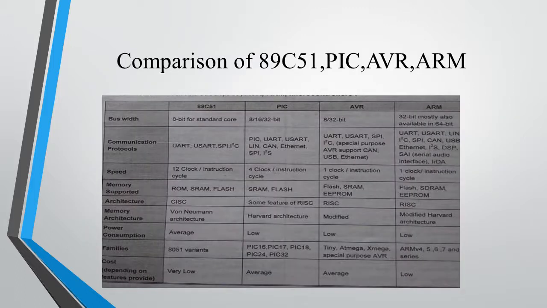Now we will see the comparison of 89C51, PIC, AVR and ARM. PIC already you know, that is peripheral interface controller. AVR is advanced virtual RISC and ARM is advanced RISC machine. So we will see the comparison of these four devices.